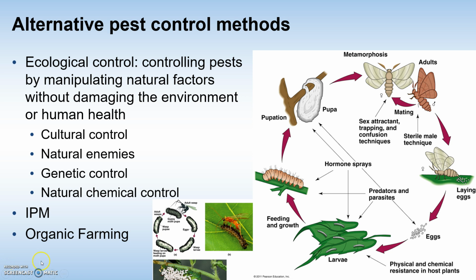Other alternative pest control methods include IPM, or integrated pest management, and organic farming. I will talk more about these two in the next short video lecture.